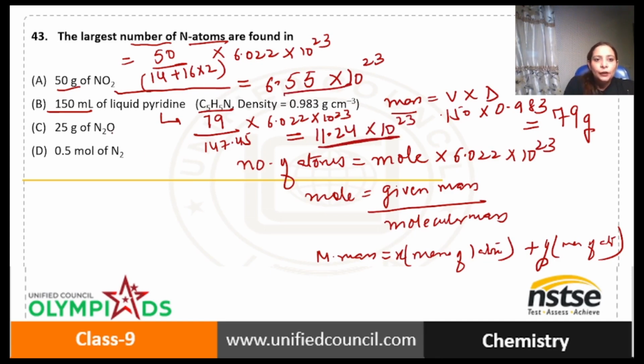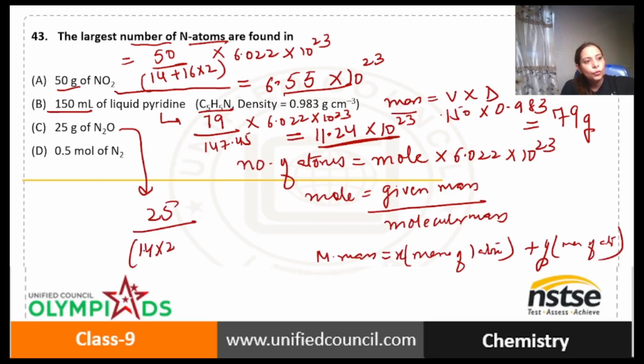For this one you already have the mass, so 25 divided by 14 into 2 plus 16. If you find it for this, you will get your answer as 6.84 into 10 raised to power 23. So this is for the third one.